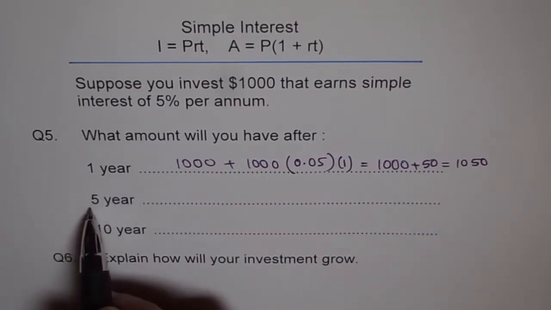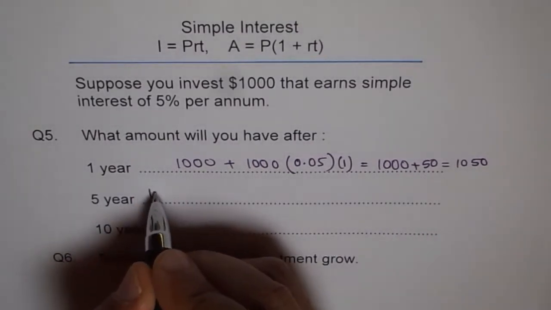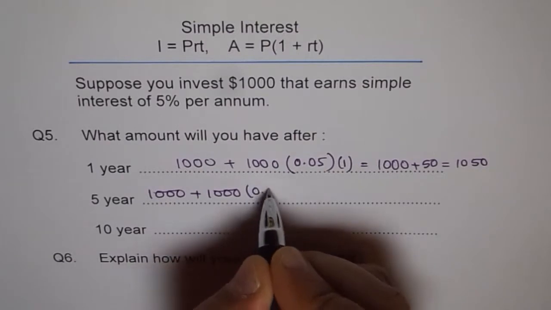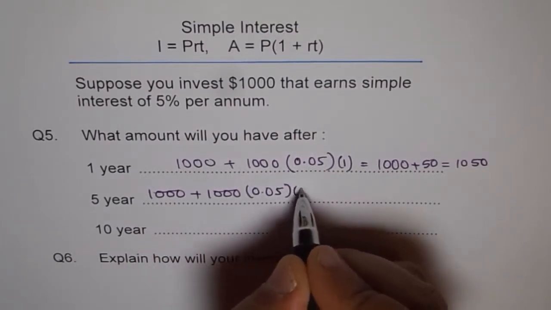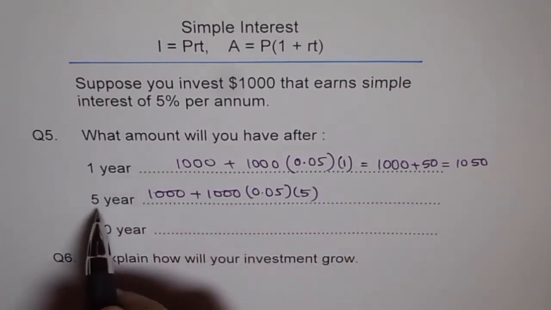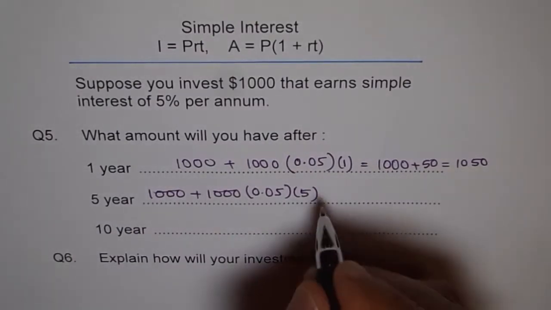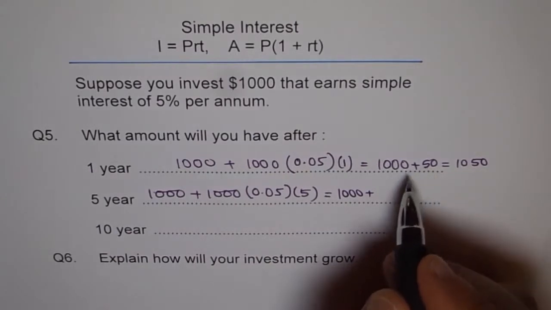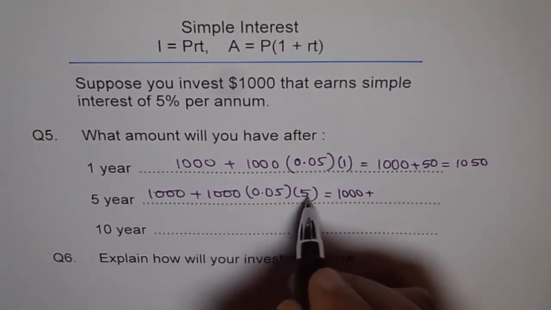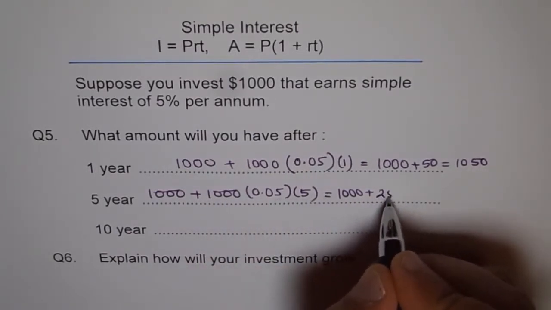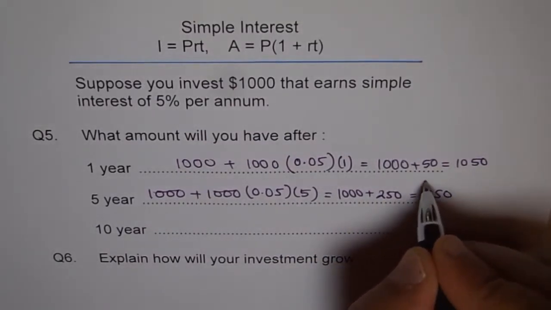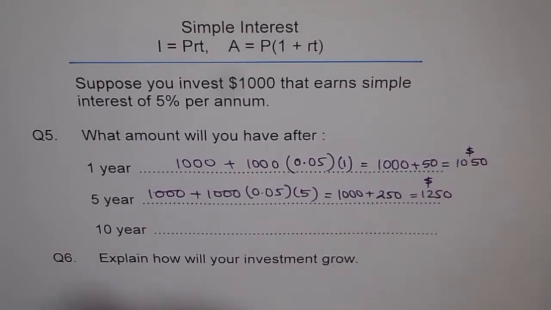How about the amount after 5 years? Let me write smaller this time. After 5 years it will be 1,000 plus 1,000 times 0.05 times 5 instead of 1, right? 5 years, that is the time period. So it will be 1,000 plus 5 times 50. 50 times 5 is 250. So the amount will be $1,250, right? All these amounts are in dollars, correct?